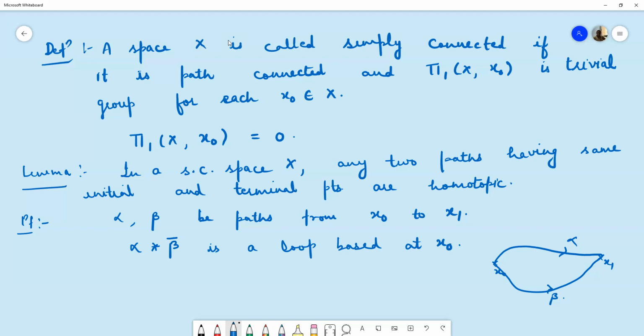Now, because the space given to us is a simply connected space, and we know that in a simply connected space, the fundamental group is trivial. It contains only the identity element. That means any path which is a loop based at x naught should be homotopic to the constant path based at x naught. So it means alpha star beta bar should be path homotopic to the constant path based at x naught.